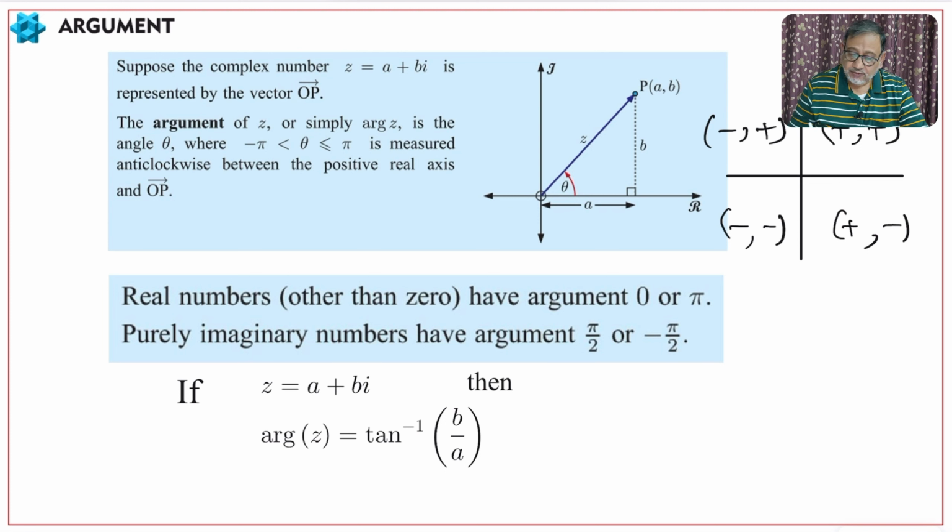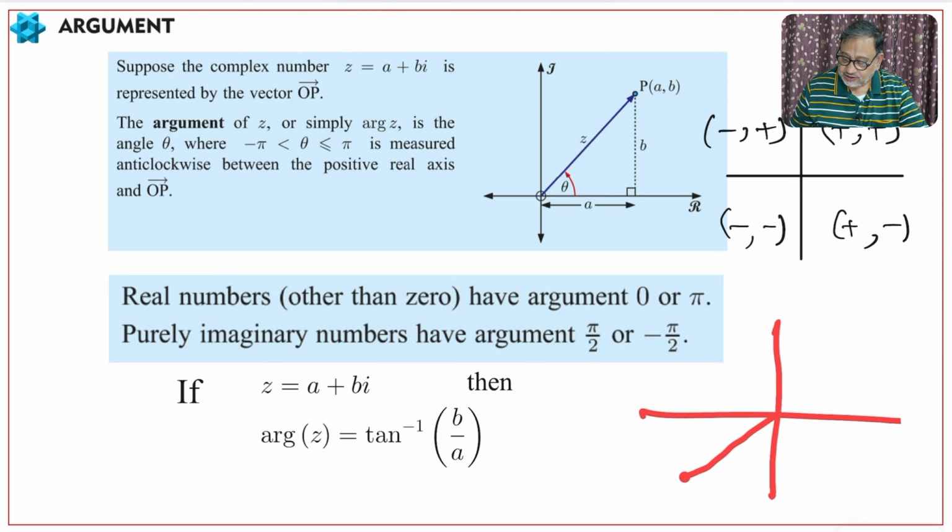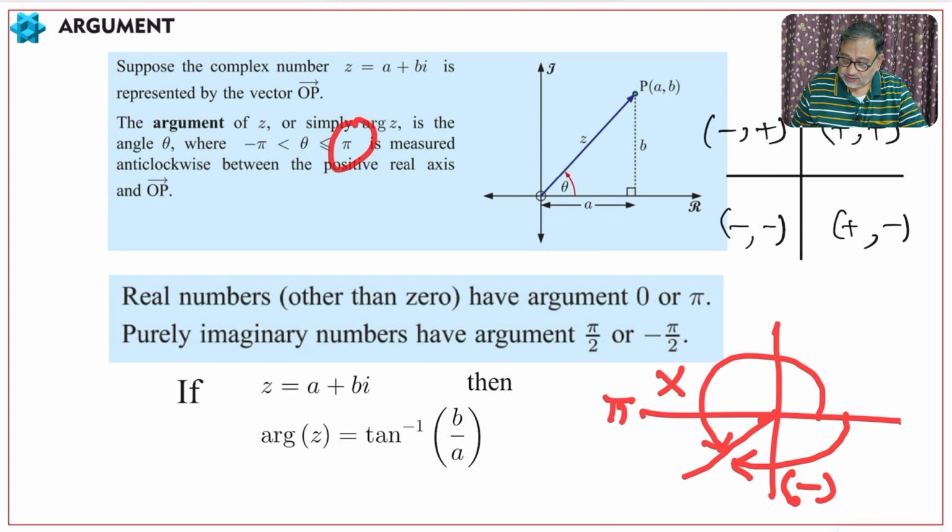What I mean is, for example, suppose you have an answer here. If you measure the angle from this side, that will be wrong, because it cannot cross pi. It is only up to pi. Therefore, to measure this angle you have to come in the clockwise direction like this, and that will be a negative angle. The argument will be negative.